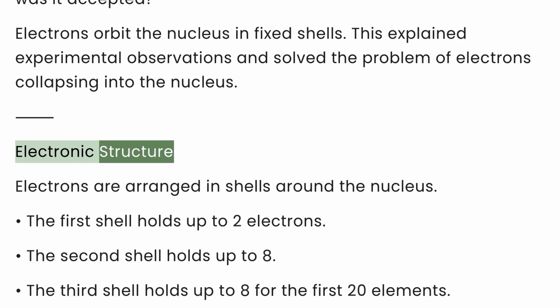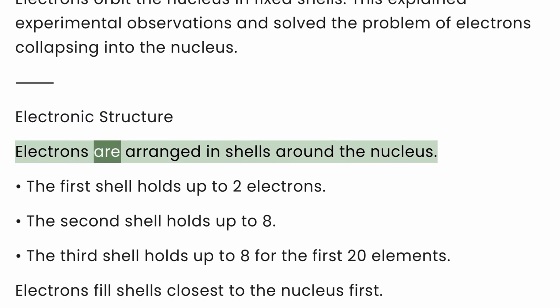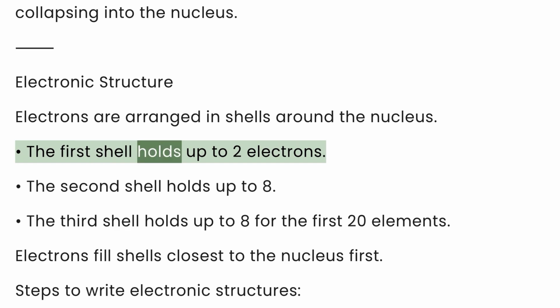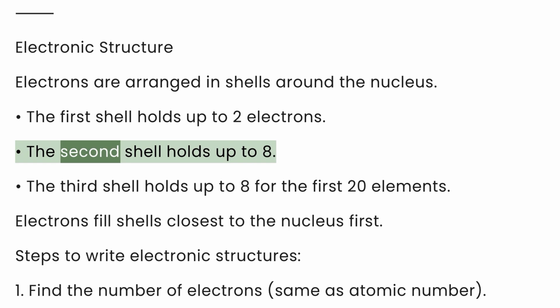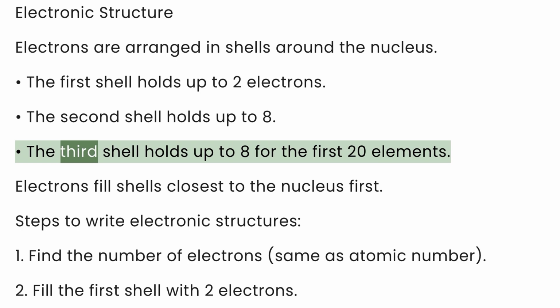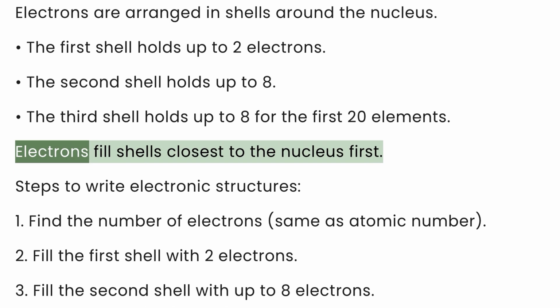Electronic structure. Electrons are arranged in shells around the nucleus. The first shell holds up to 2 electrons. The second shell holds up to 8. The third shell holds up to 8 for the first 20 elements. Electrons fill shells closest to the nucleus first.